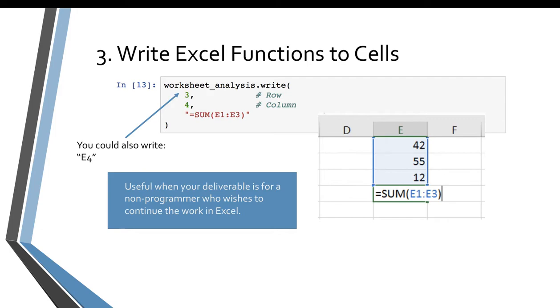So another thing that you can do is you could add functions to the cells. Now this is super useful because sometimes your deliverable is for a non-programmer. It might be someone who wants to use your Excel file as a baseline and then continue working, adding their own analyses to it. It could be very useful for them to be able to see what functions have been used to create the data. So in this case, we're applying the sum function to sum up the values of 3 cells.